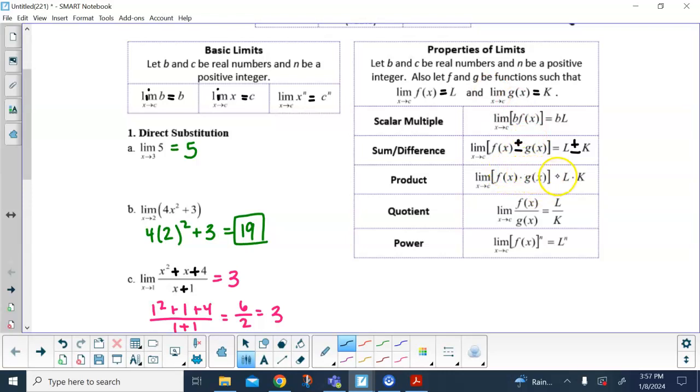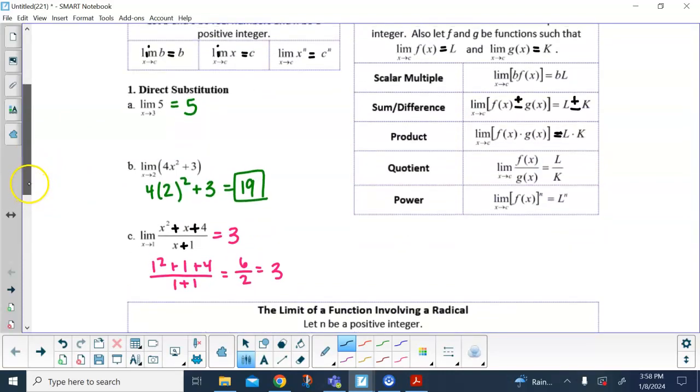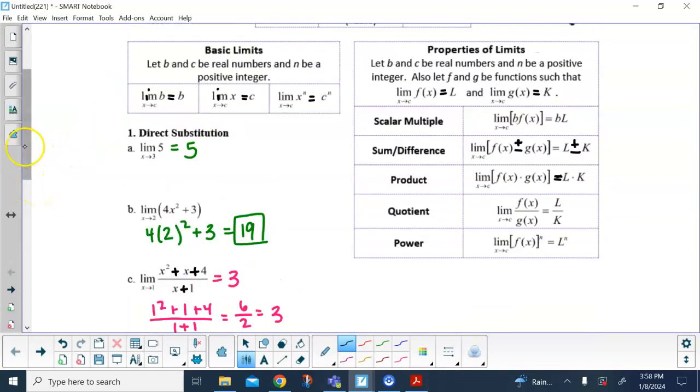So 2 limits are multiplied. You can take each limit individually and then multiply their numbers. With your quotients, it works as well, and then also with powers outside. So you can evaluate those limits and then do whatever the operation may be, whether it's adding, subtracting, multiplying, dividing. Again, the division would only work as long as k does not equal 0, because please remember you cannot divide by 0. Okay? So that's just your easy, basic plug and chug.